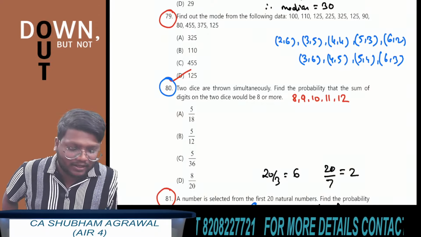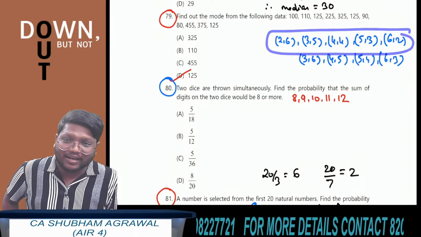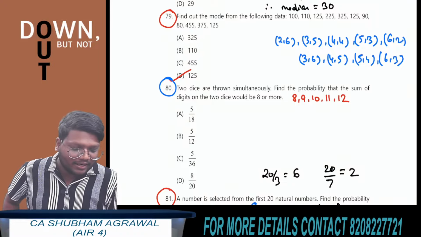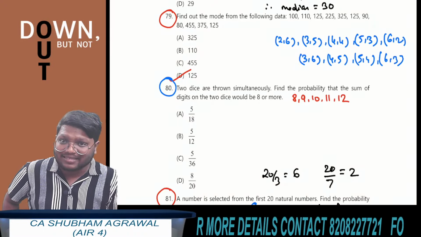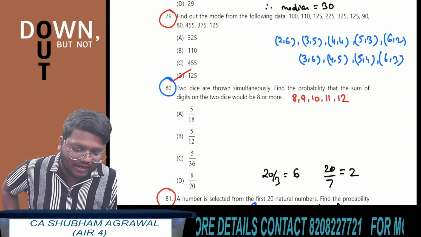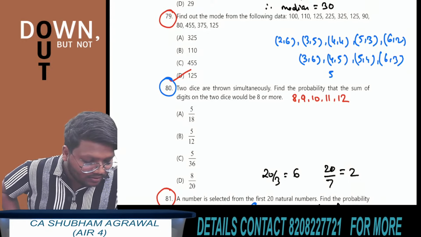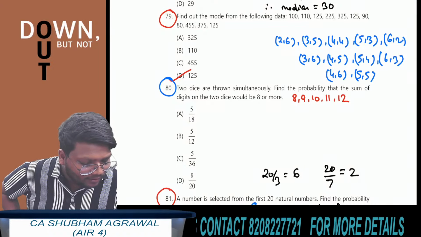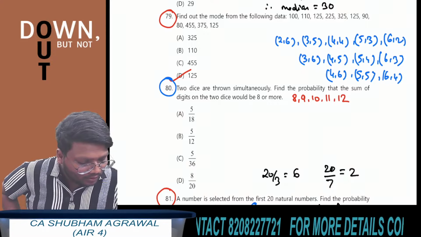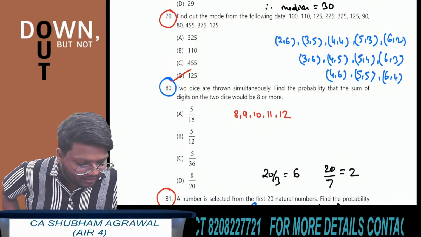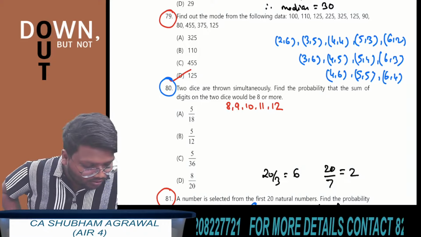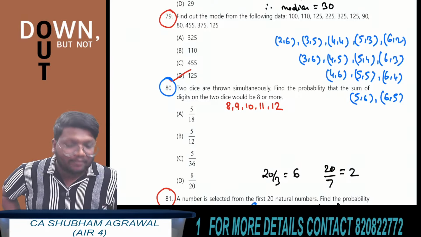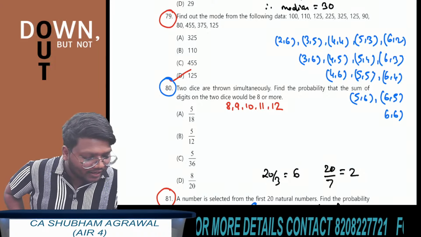You can see the pattern here. There are 4 outcomes in which we can get sum as 8. Sorry, there are 5 outcomes. There are 5 outcomes in which we can get sum as 8. There are 4 outcomes in which we can get sum as 9. There will be 3 outcomes in which we can get sum as 10. What are those outcomes? 4, 6, 5, 5 and 6, 4. After that, there will be only 2 outcomes in which we can get sum as 11. What are those 2 outcomes? 5, 6 and 6, 5. There is only single outcome in which we can get sum as 12.